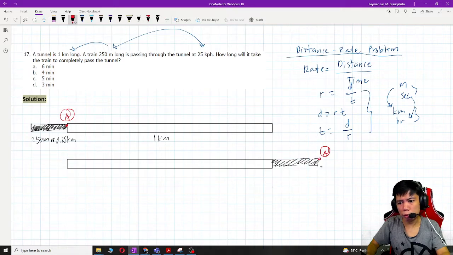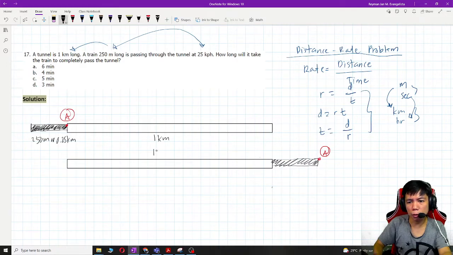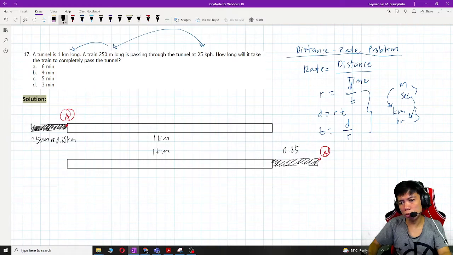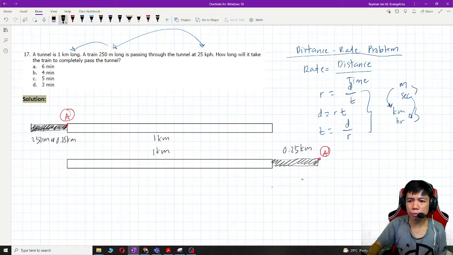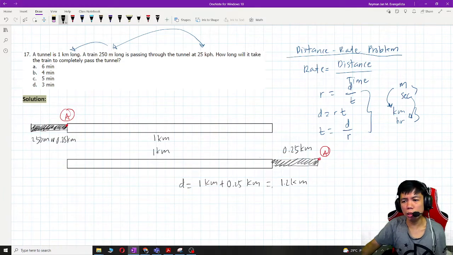Okay, yan na. So, ang travel na distance ng train is the sum of the length of the tunnel, and the length of the train, which is 0.25 kilometers. Okay? So the distance traveled is 1 kilometer plus 0.25 kilometer. So that is 1.25 kilometers na.